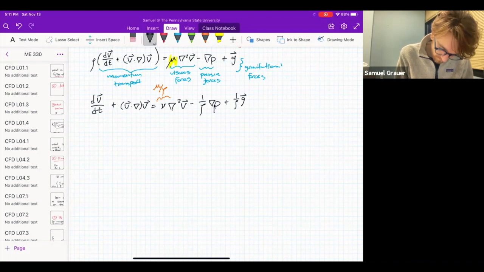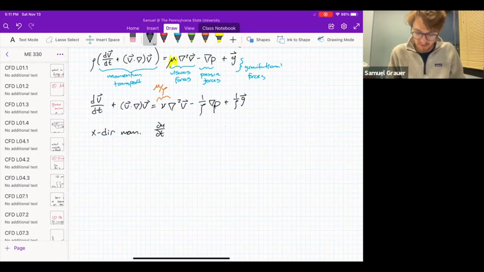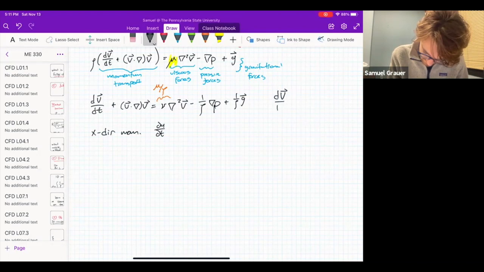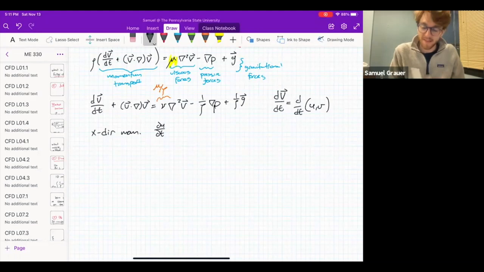So x direction momentum, we have du dt. That part is easy. We're just going to get dv dt, the d distributes. So if we have dv dt, that is like saying d dt of u and v. So it will just apply to both. And if we take only the x direction components, we get that in this equation.